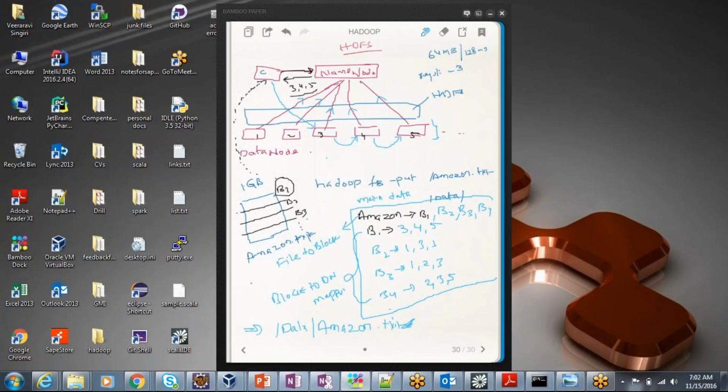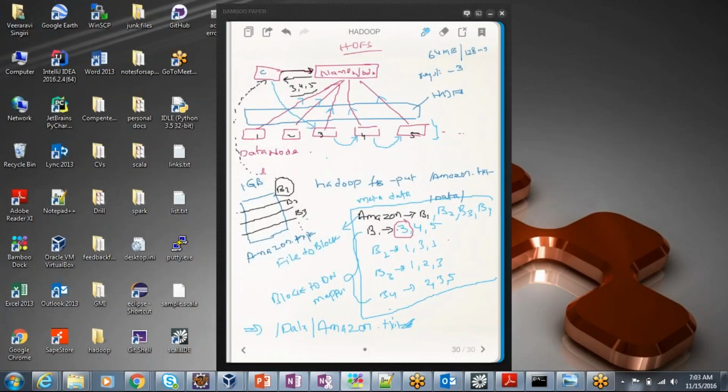If you see here, I want to process block 1. So I'll process block 1 in machine 3. I want to process this data, right? Processing the data means applying a logic. Now I want to find out how many people have purchased mobiles, let's say. To process that, I have to process all the blocks, right? If I'm processing the Amazon file, I have to process all the blocks.